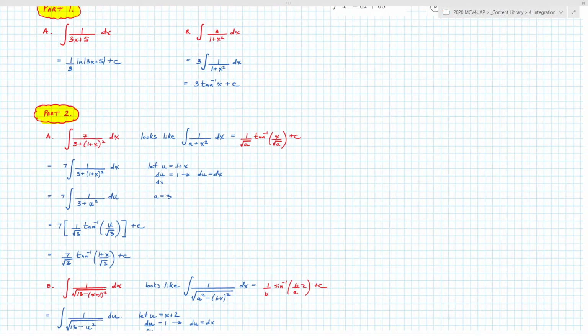Okay, so again, the substitution there was let u equal 1 plus x. When I do a substitution, I find the derivative of u with respect to x, which is just 1, which means that dx is equal to du. So I can replace the dx with du. A is equal to 3, and I get my antiderivative, or I'm done my integral there. Back substitute for u. U is just 1 plus x.